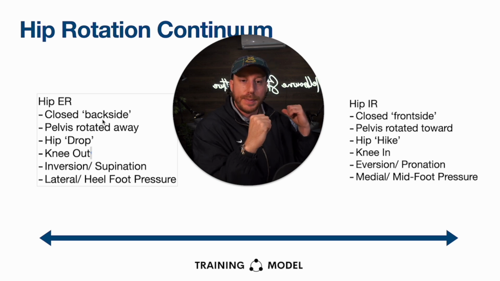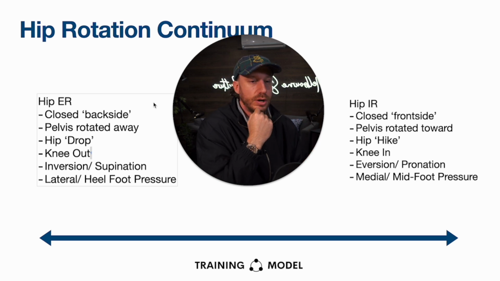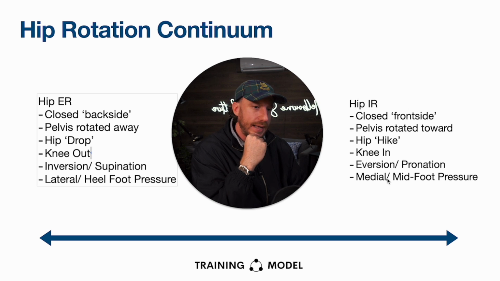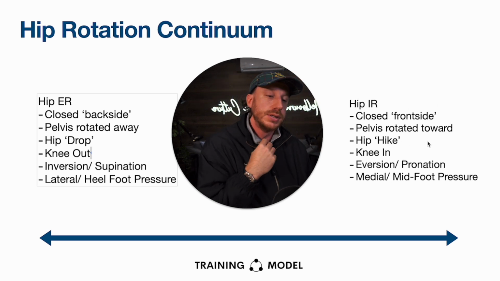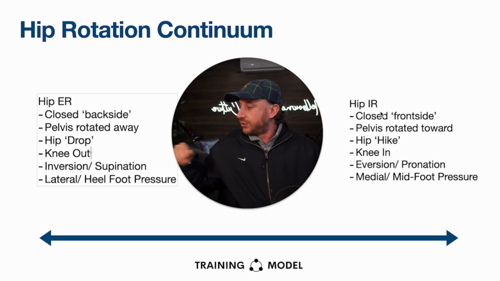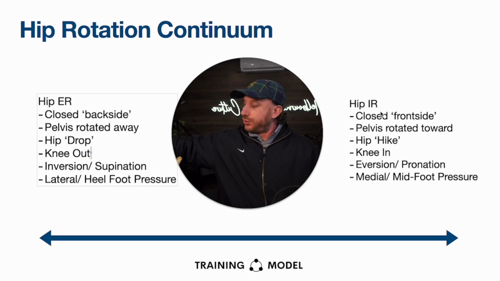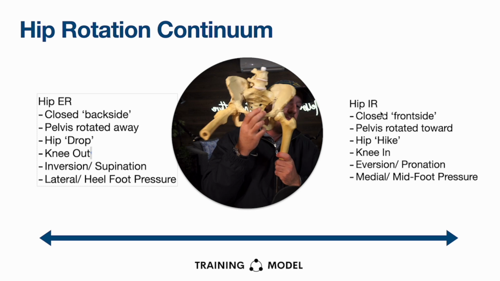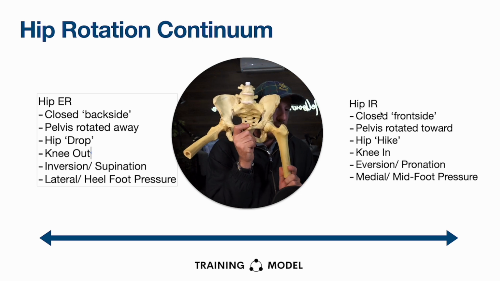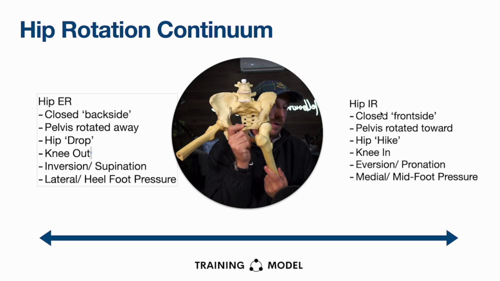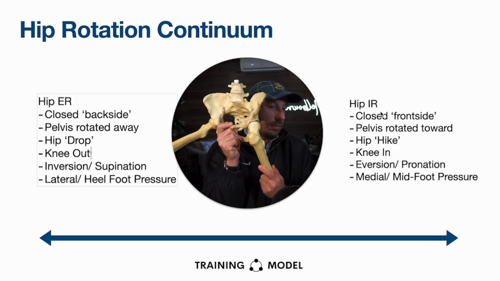And we have a closed backside. That is hip external rotation. So now let's unpack hip internal rotation. You'll notice that it's the exact opposite because it is on the continuum. For hip internal rotation, we are trying to close the front side of the hip. That can happen with the distal driver of the femur rotating in, absolutely.